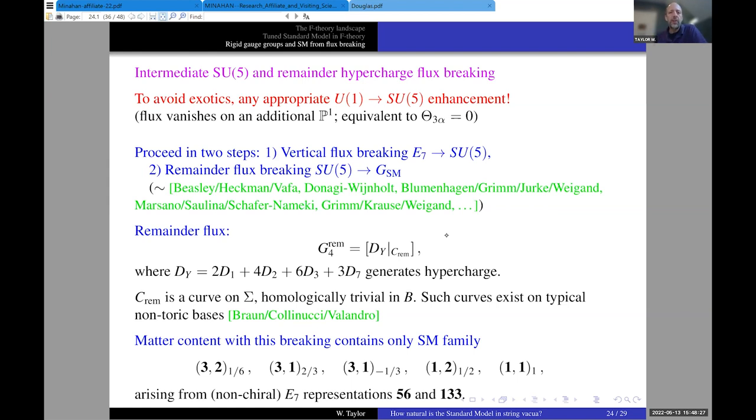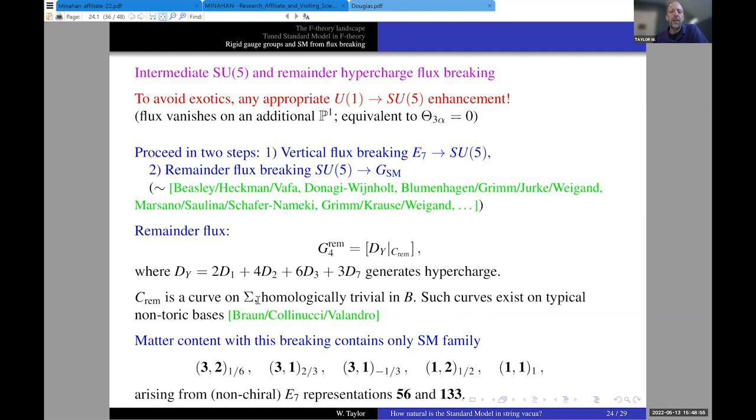So the idea is we first use vertical flux, which is what I've been describing most explicitly, to break E7 down to SU5. And then we use what's called remainder flux breaking. That is, we're now using cohomology in the remainder part of the vertical plus remainder plus horizontal H4 decomposition I told you about. We're now using remainder flux, which is a subtle beast. It's been studied by various groups, Brown, Kolinich, Volandro, probably most extensively.